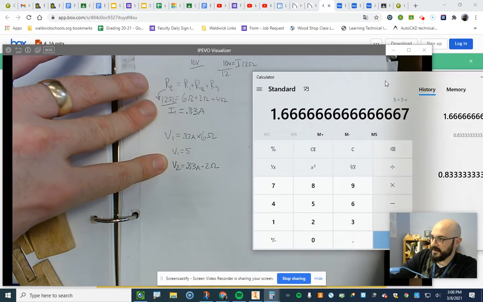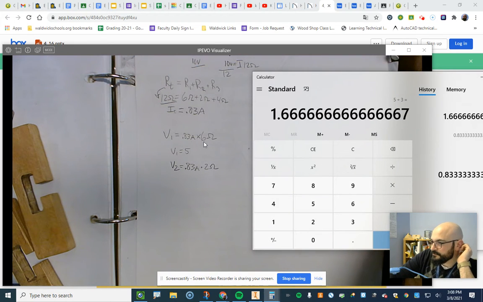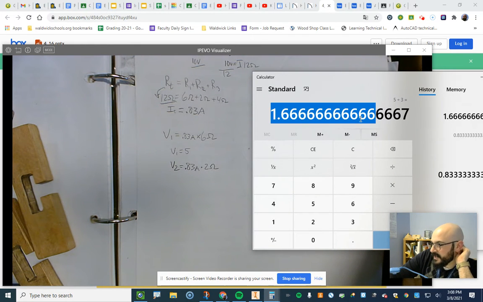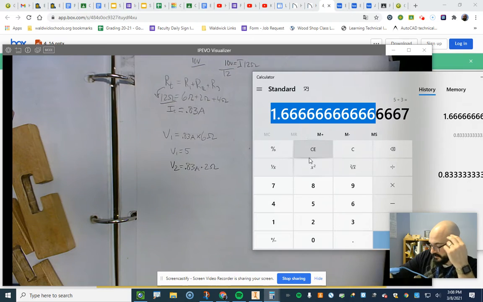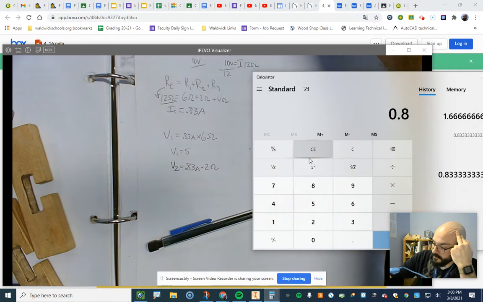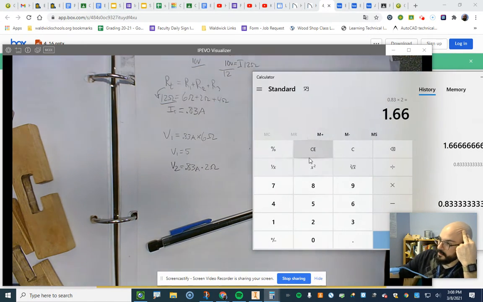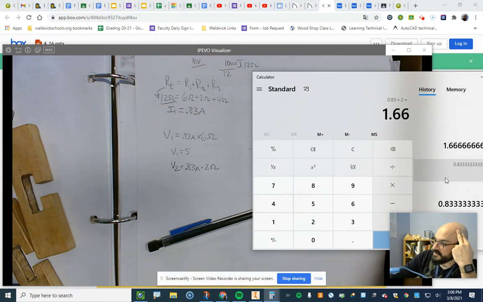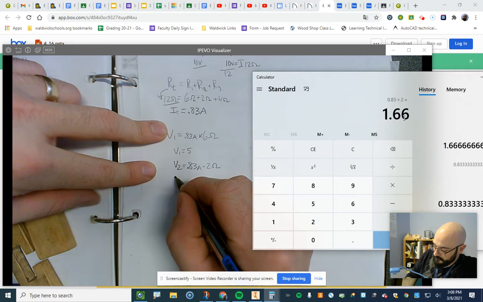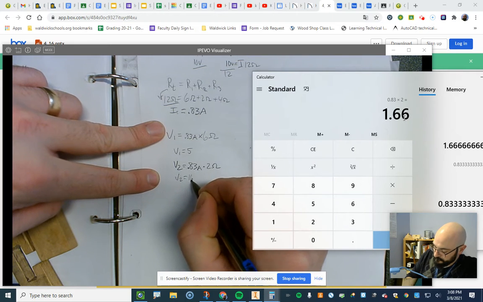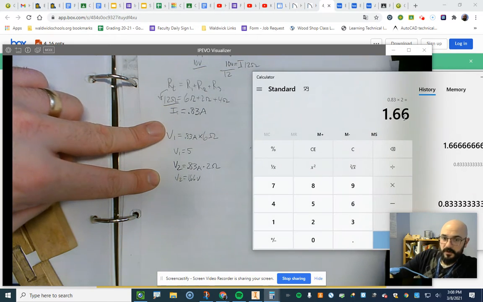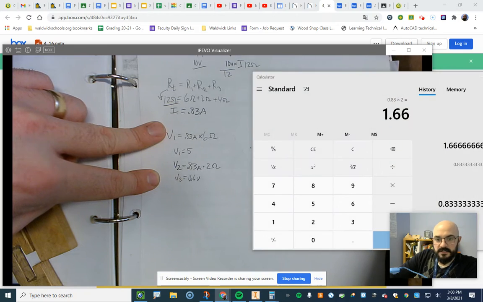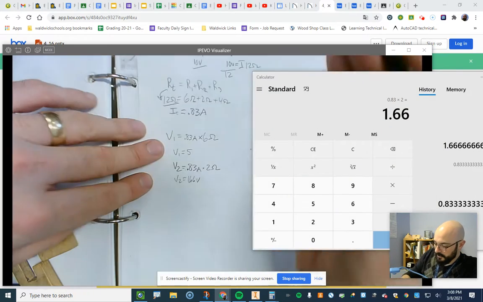Sorry, I just realized I left my calculator up. So this is my guess from just my logic. Now, if I take 0.83, multiply it by 2, boom, we end up with essentially the same thing. So V2, 1.66 volts.